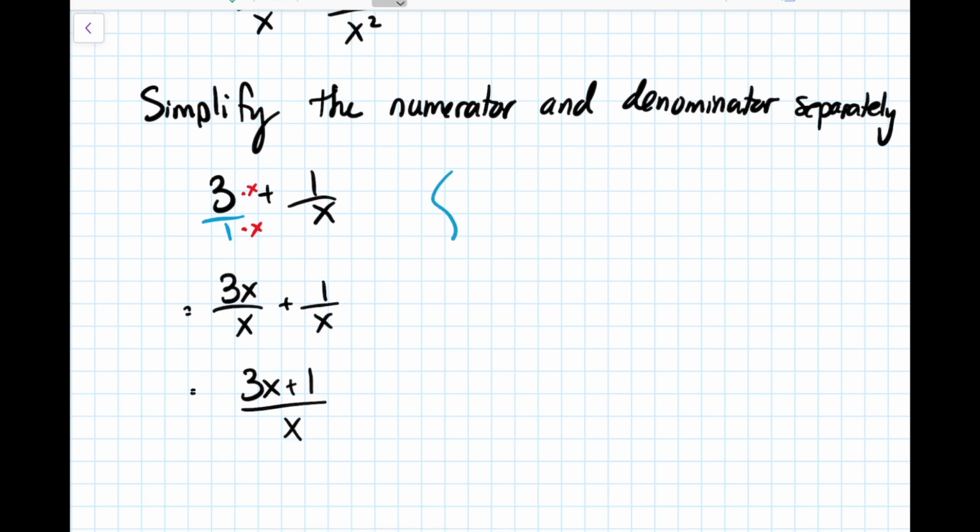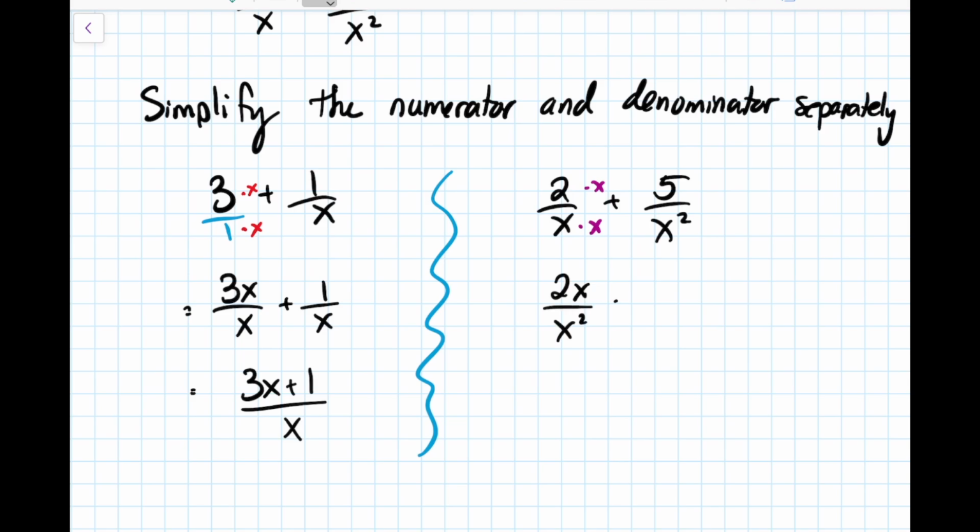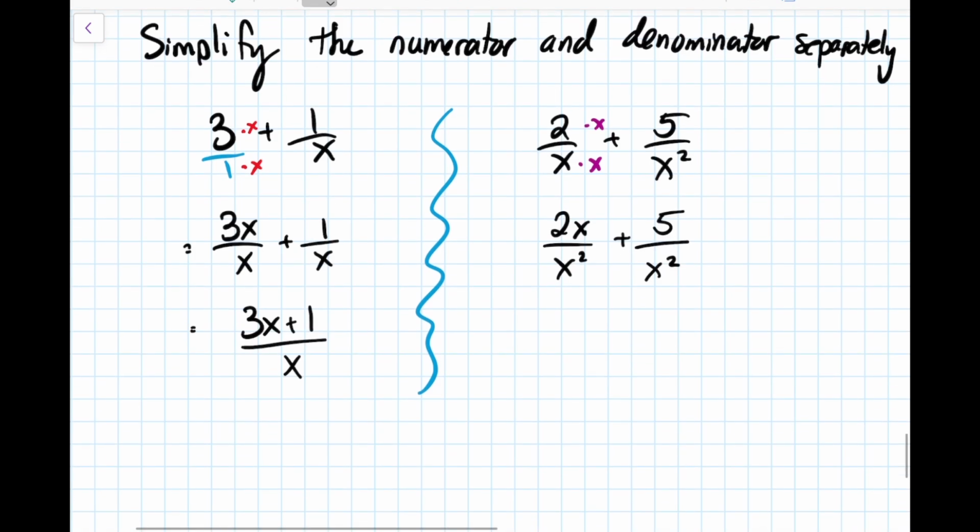We're going to do the same thing with the denominator of our original question. So we've got 2 over x plus 5 over x squared. Our common denominator here is going to be x squared. So our first fraction needs to get multiplied by x again in this case. And so this is going to be 2x over x squared plus 5 over x squared, which when we put those together, we're going to get 2x plus 5 over x squared.